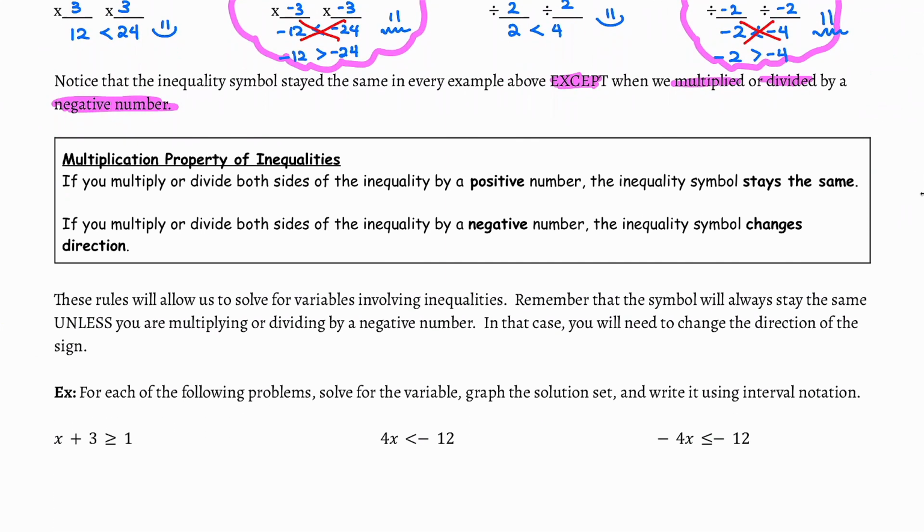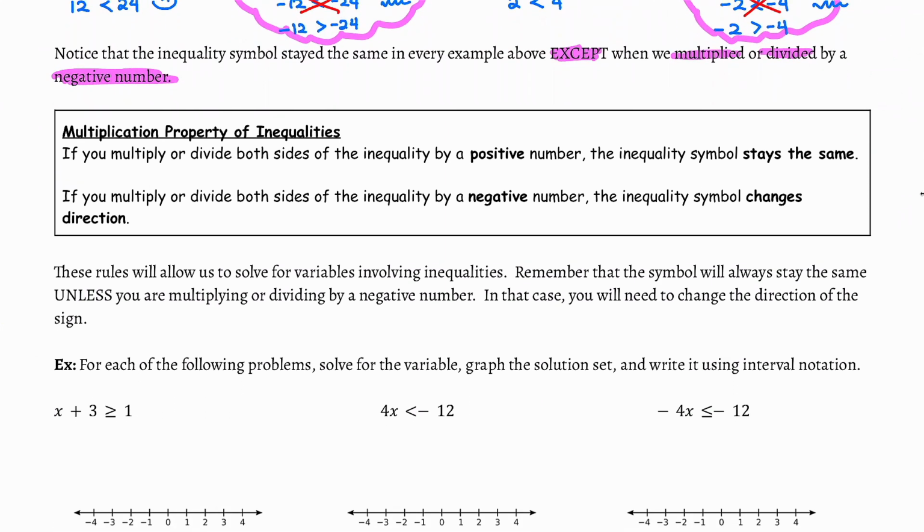So the multiplication property of inequalities: if you multiply or divide both sides of the inequality by a positive number, then the inequality symbol stays the same. So if you divide or multiply by a positive number, then that symbol stays the same. You don't change it. However, if you're going to multiply or divide by a negative number, then that symbol changes direction. You need to flip whatever direction you had going on.